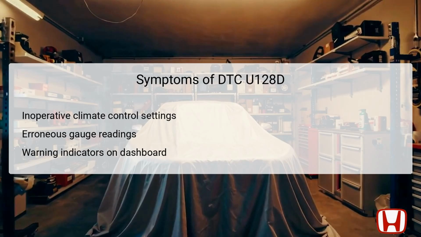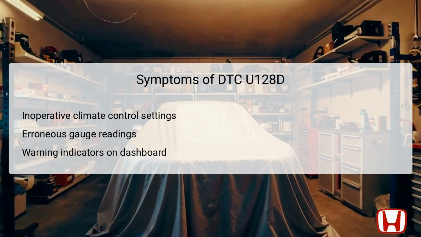When you encounter DTC U128D, expect to see specific symptoms that indicate a malfunction in the communication between the climate control unit and the gauge control module. One prevalent symptom is the inoperative state of the climate control settings, which would render the vehicle's HVAC system ineffective, making it difficult to achieve desired temperature levels.